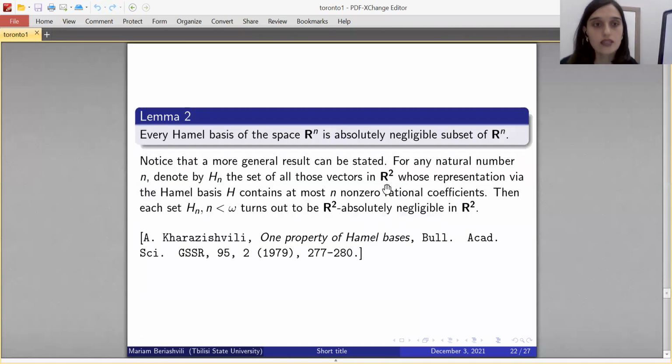Now, I have said already that every Hamel basis is an absolutely negligible subset. A more general result is that for any natural number n, if Hn is the set of vectors whose representation with the Hamel basis H contains at most n non-zero rational coefficients, then each set Hn will be absolutely negligible.